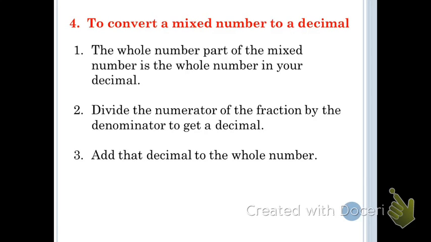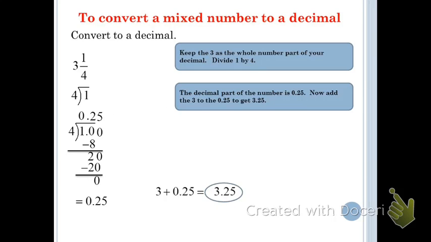To convert a mixed number to a decimal: 1. The whole number part of the mixed number is the whole number in your decimal. 2. Divide the numerator of the fraction by the denominator to get a decimal. 3. Add that decimal to the whole number. Convert to a decimal 3 1/4. Keep the 3 as the whole number part of your decimal. Divide 1 by 4. The decimal part of the number is 0.25. Now add the 3 to the 0.25 to get 3.25.